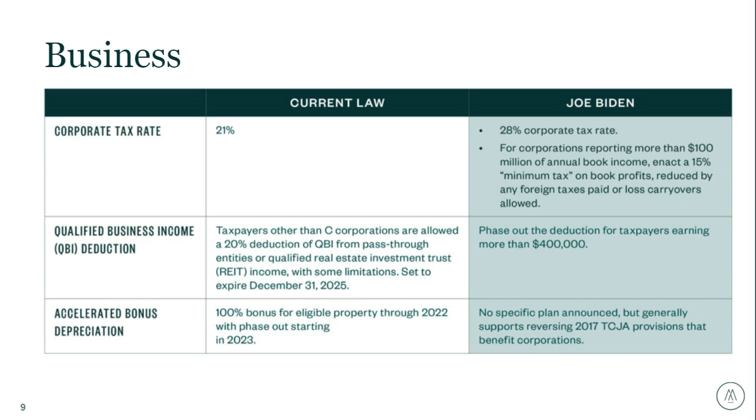And right now we get 100% bonus depreciation for eligible property through 2022, and it phases out starting in 2023. This is one of those tax extenders. Right now there's no specific plan announced under Biden, but he generally supports reversing the provisions that benefit corporations in this area.